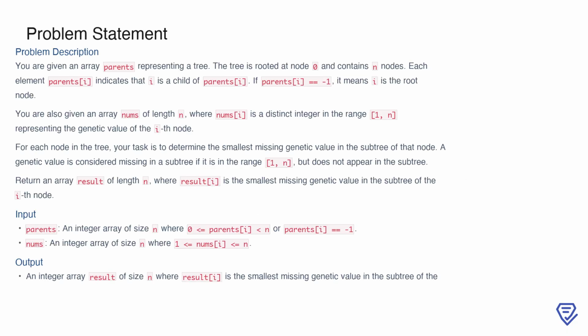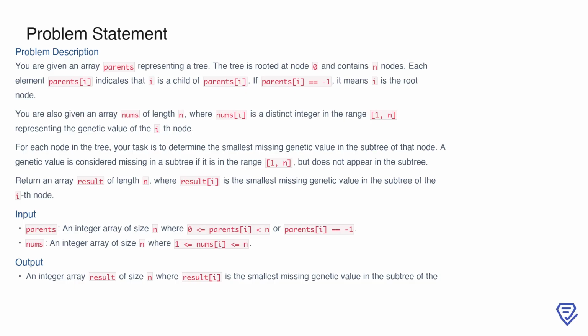In this problem, we are working with a tree represented by an array called parents. The tree has n nodes, and it is rooted at node 0. Each element in the parents array tells us the parent of that node. If a value in the parents array is -1, it means that node is the root. Alongside this, we are given another array called nums that represents the genetic values of the nodes. Each value in nums is unique and lies within the range 1 to n.